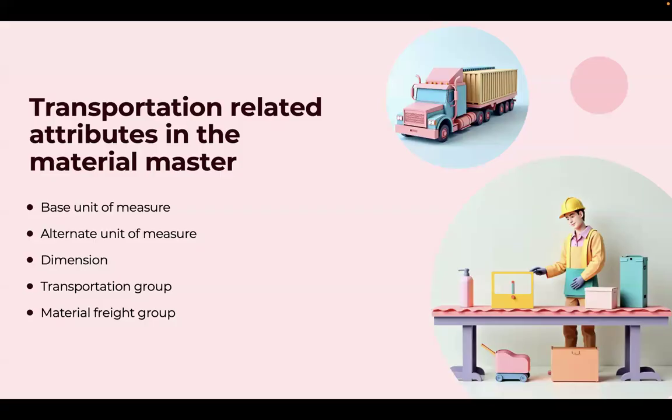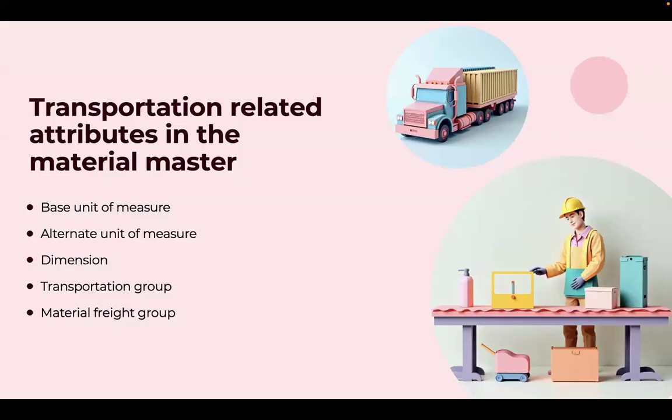And we also have material freight group, which will be mentioned in the material master, which is used to group materials with the kind of freight classification, you can say, like the same freight code. And this will actually help when the sales order is being created. So the material freight group will get defaulted into the sales order item as well. So material freight group also will be maintained in the material master.